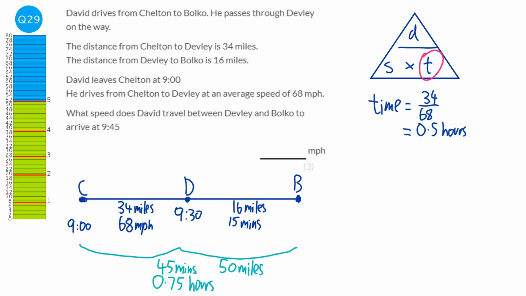So this time we're looking for the speed. Okay, so it would be speed equals the distance, which is 16 miles, over time, which is 15 minutes, but we need that in hours, so that'd be 0.25 hours. And so what we can do here is times top and bottom by 4 to get rid of the fraction. So it becomes 64 over 1, or just 64 miles per hour. So our answer is 64 miles per hour.